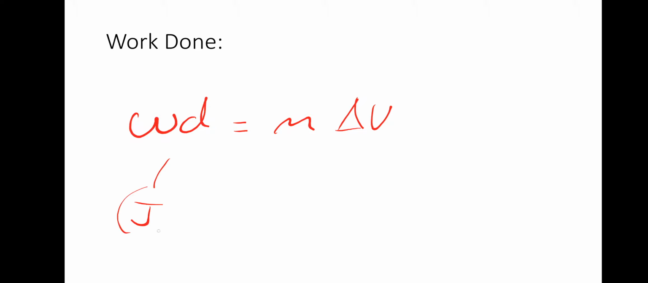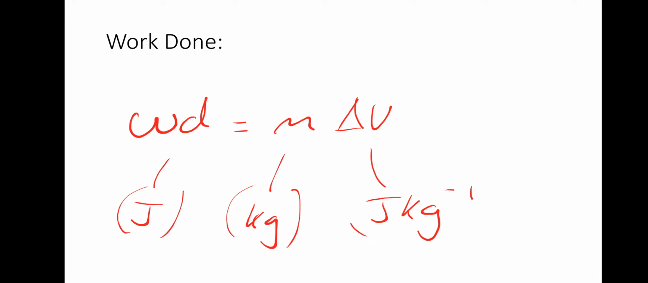So work done. There's another equation that will come in handy. We'll use it in the first example. So if you want to write this one down, work done is equal to mass multiplied by change in potential. So work done is obviously measured in joules. Mass is in kilograms. The change in potential is joules per kilogram. So I'd write that one down as well, and then we'll utilise both of those in the first example. So let's move on when you're ready.